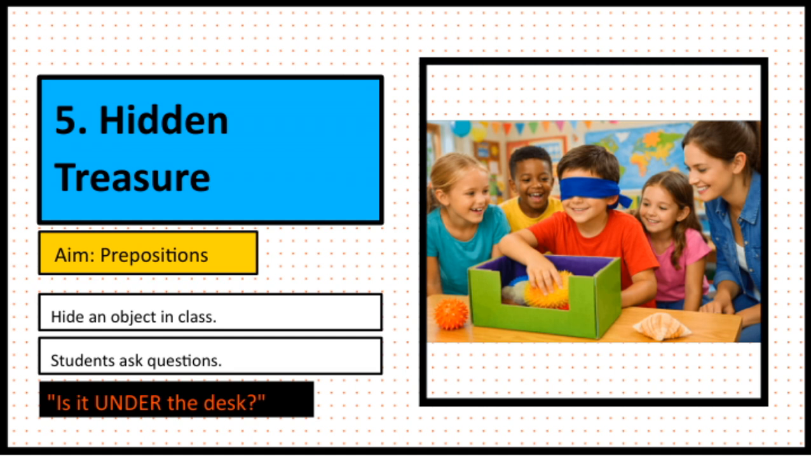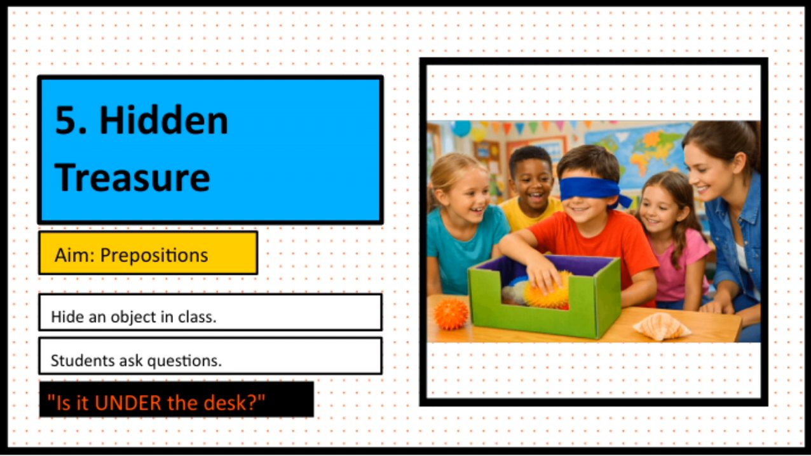In this activity, we're going to hide an object somewhere in the classroom. The goal is for you to ask questions using prepositions to figure out where the object is. For example, you might ask, is it on the desk? Or is it behind the chair? This exercise helps you become more comfortable with prepositions of place, which are essential for clear communication. Remember, the key is to pay attention to the position of objects relative to other things in the room.